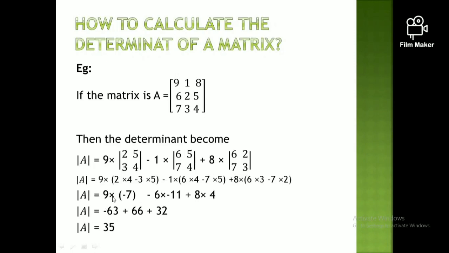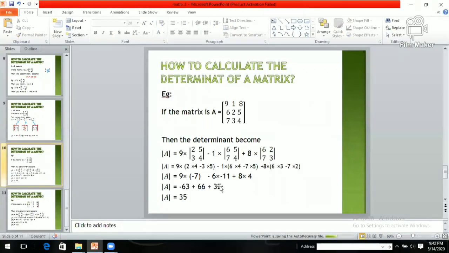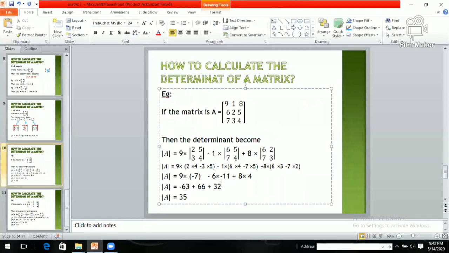Right. Then you get 9 into 2 into 4 is 8. 8 minus 15 is minus 7. Minus 1 into 6 into 4 is 24. I made a mistake, sorry. 6 into 4 is 24. 24 minus 7 into 5 is 35. That is minus 11. This is not minus 6. That should be only minus 1. Minus 1, so it will turn up to plus 11.